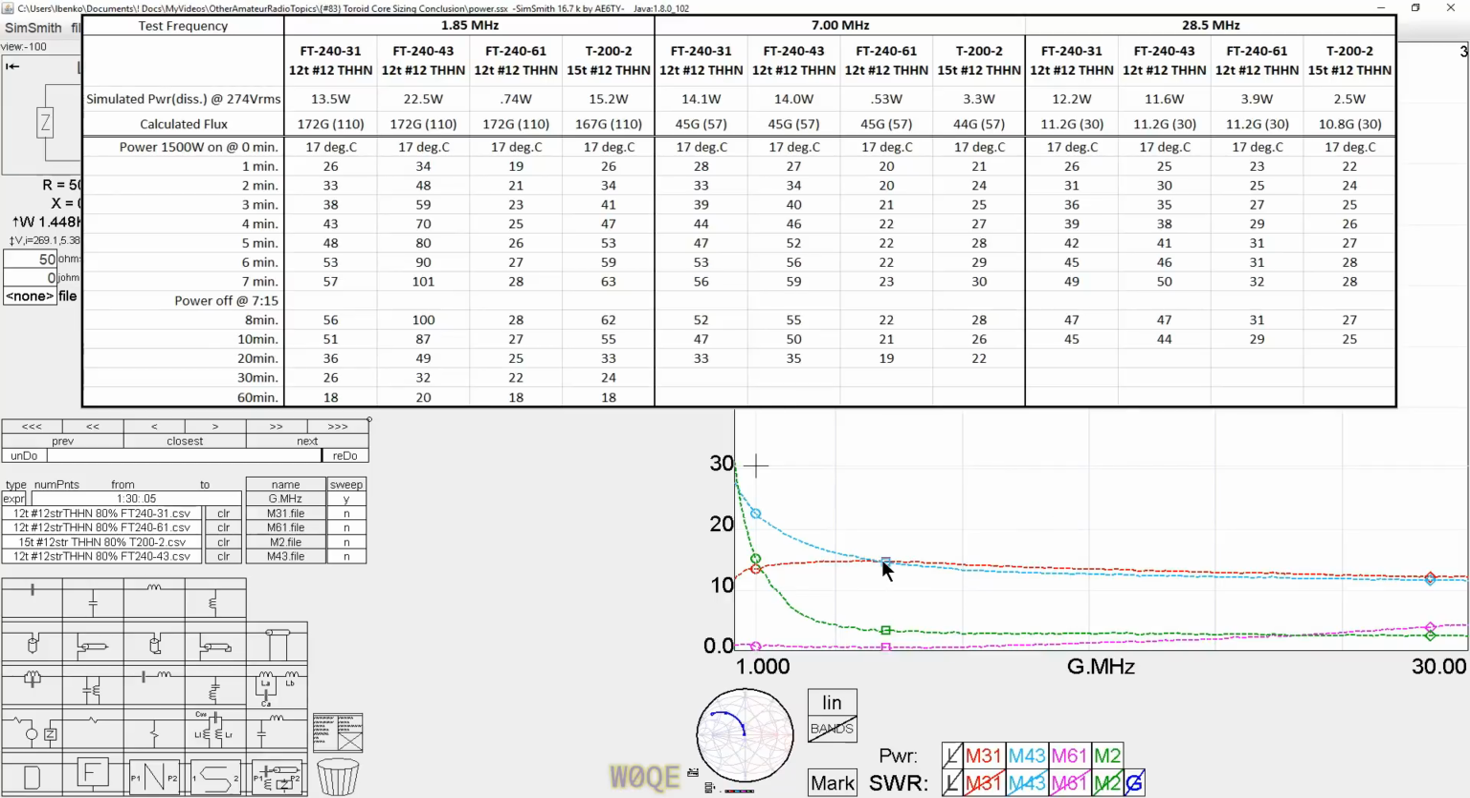If we look at 40 meters, we see again the red and the blue trace here, which are the 31 and 43 material cores, both rose to just about the same temperature. They both have about the same expected dissipation due to the calculation. And then next would be the dash 2 material, which is the green trace. It's right here. And then again, the 61 material was the best, and it was only 23 degrees. It only rose 6 degrees over that period of time.